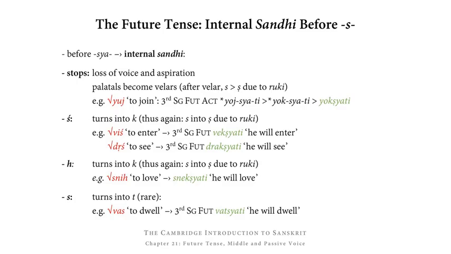Vish in guna would be vesh. In front of the sya, the sh at the end of vesh changes into k, so we get vek. And after this vek, the sya changes into shya, and so we get vek, shya, ti.